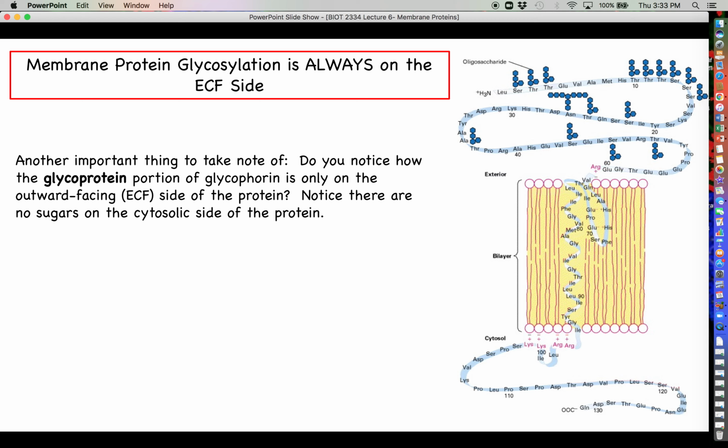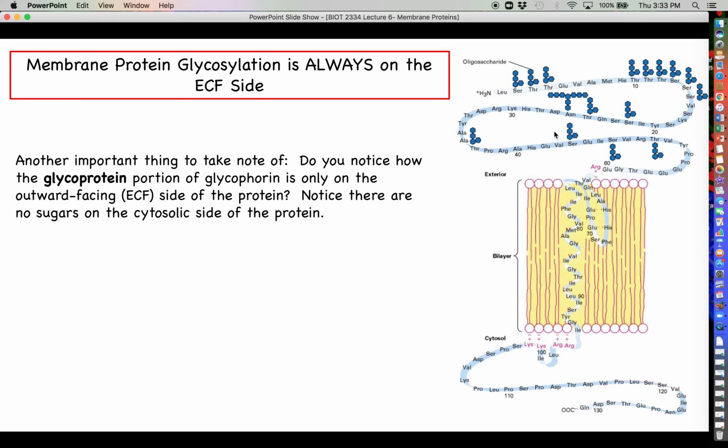Now, we said in a previous lecture that when it comes to glycosylation of proteins, this is most commonly going to happen at a few different amino acid residues. It can be serine, it can be threonine, it can be asparagine. There are a couple of different amino acids that can act as attachment sites for sugars.